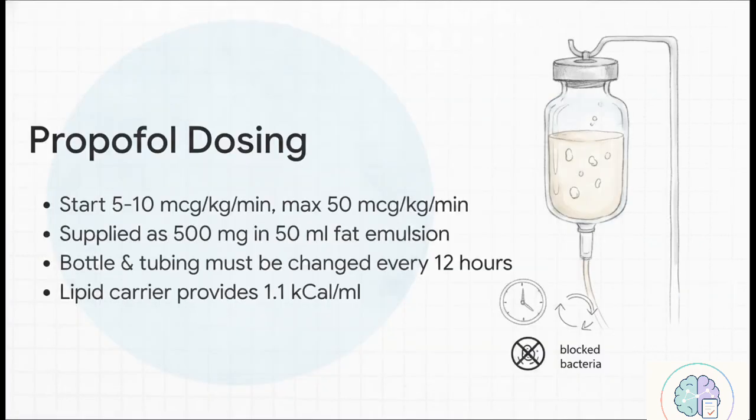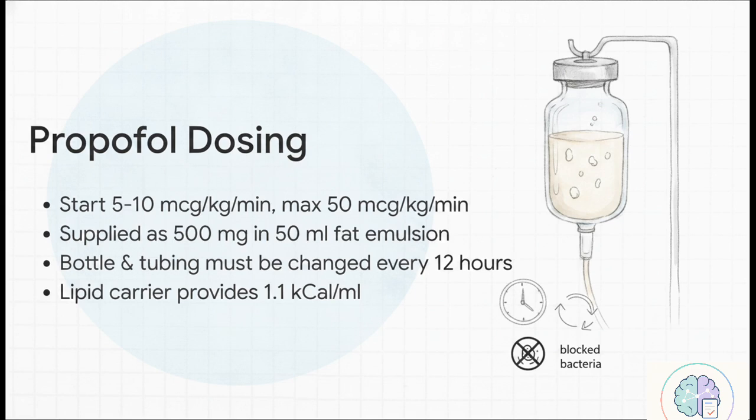For propofol dosing, you'll start at 5 to 10 micrograms per kilogram per minute and titrate up to a max of 50. It comes supplied as 500 milligrams in a 50 ml fat emulsion. Now, there's a major logistical caveat here. The tubing must be changed every 12 hours. Plus, that lipid carrier provides 1.1 kilocalories per milliliter, which is a detail you really have to factor into the patient's overall nutrition plan.